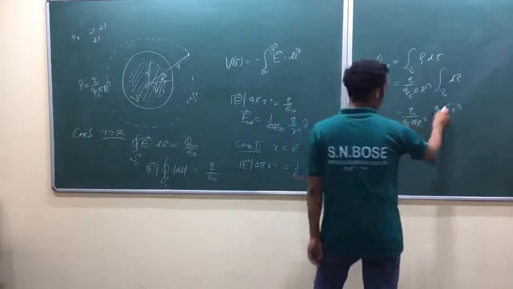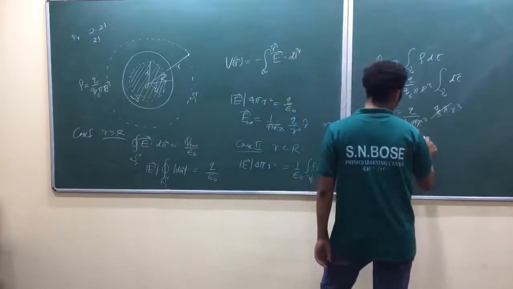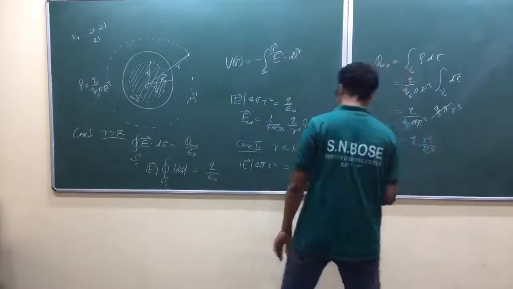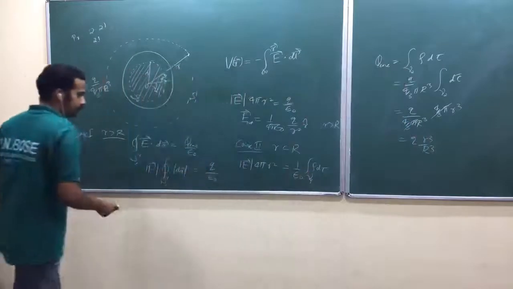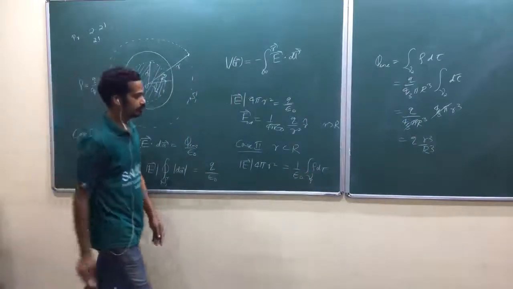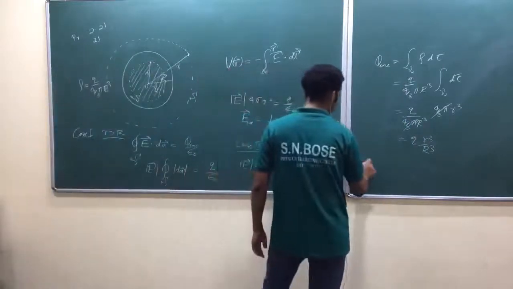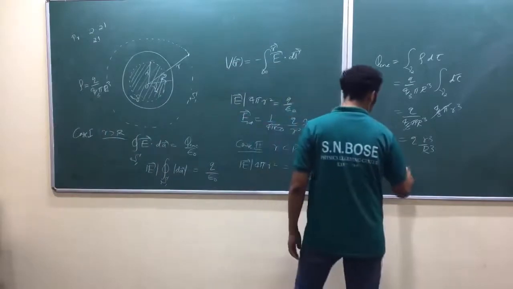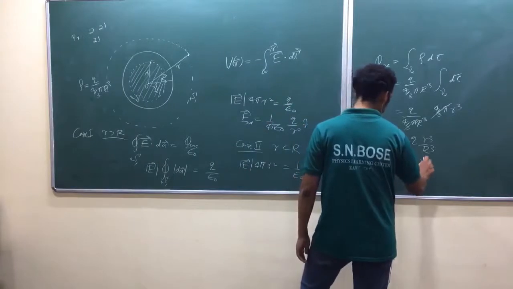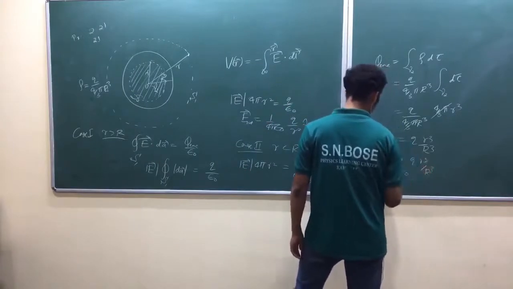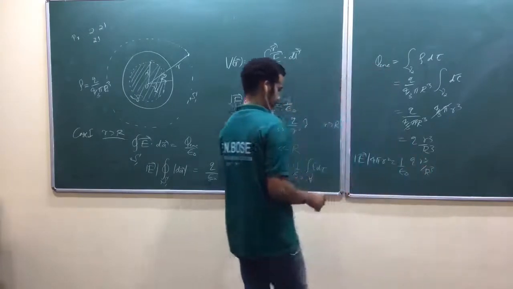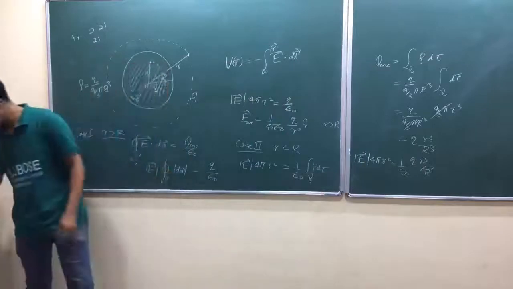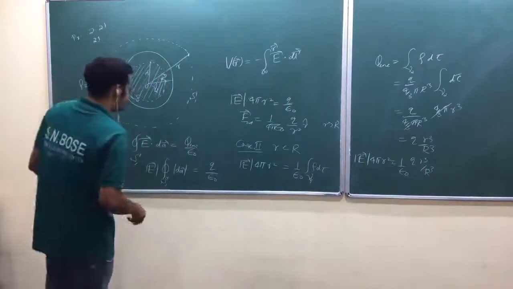Okay. Now again, Q r cube by R cube, am I right? So now if I substitute here, what would happen? E into 4 pi r square equals 1 by epsilon naught into Q r cube by R cube. I think I can, yeah, how do you write?